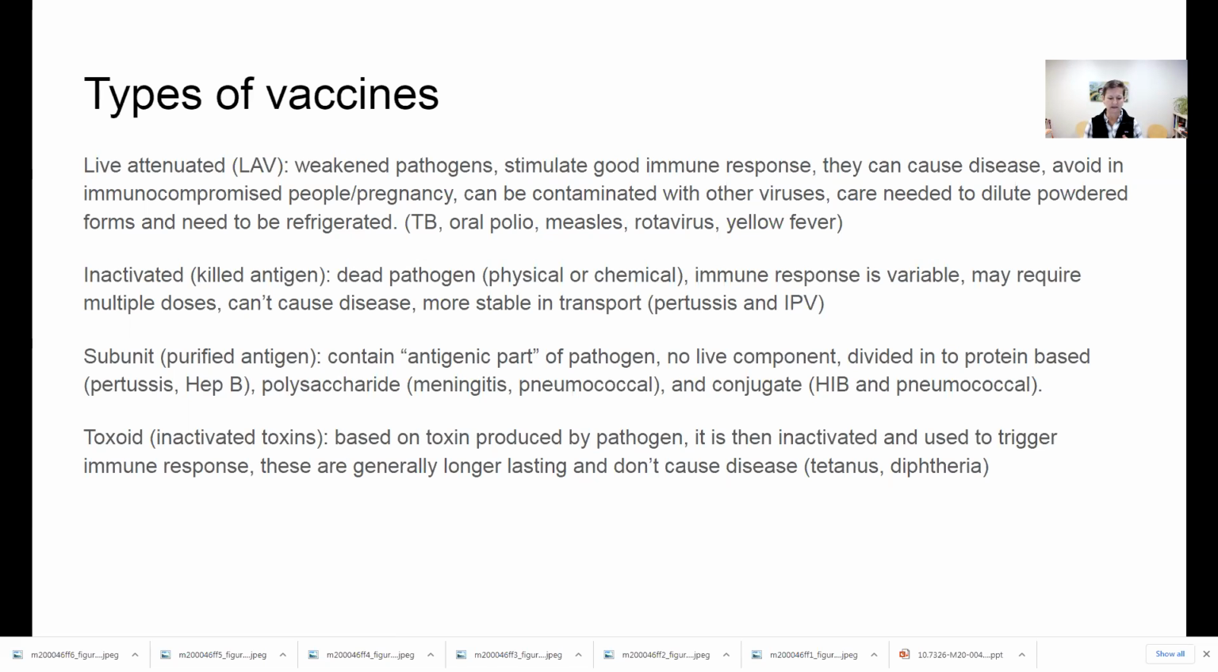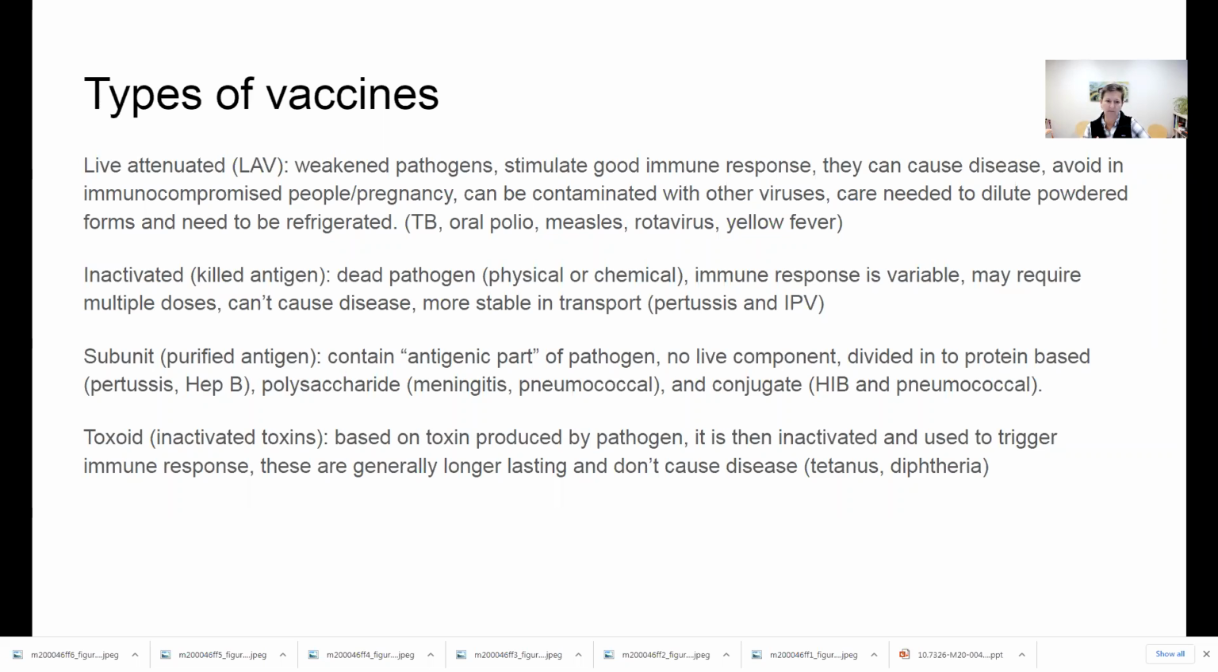Another potential downside to that is they can be contaminated with other viruses. And that doesn't happen often, but it could happen. And then we have to be careful in terms of stability when it comes to live attenuated vaccines. They need to be refrigerated, and a lot of times we have to use a diluent with it. And once those two things are mixed up, the powder form in the diluent, it's got to be used within 6 hours or it has to be thrown out.